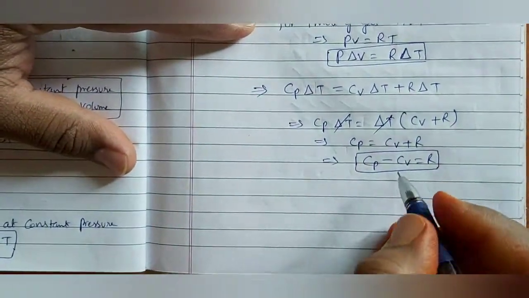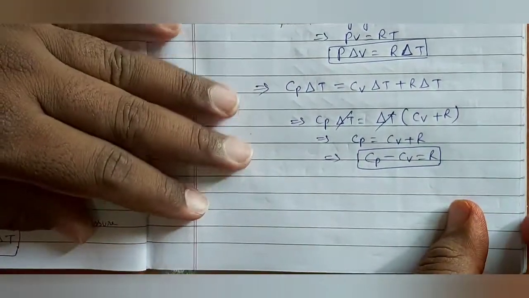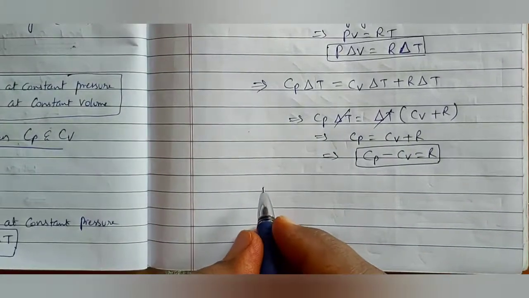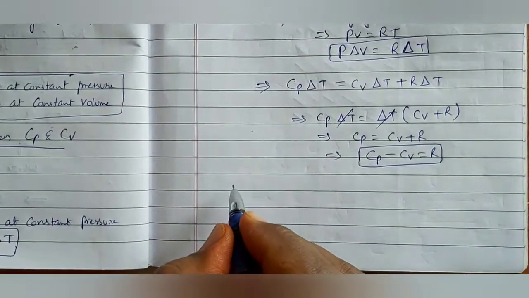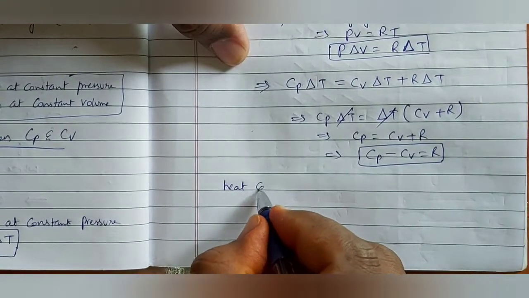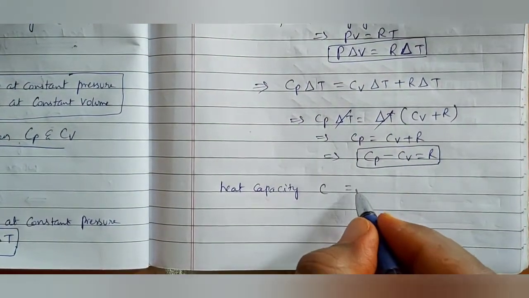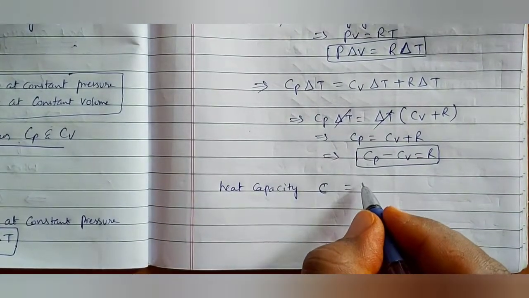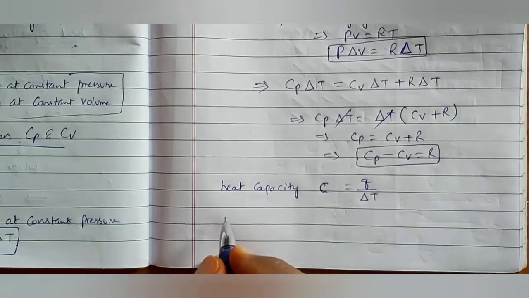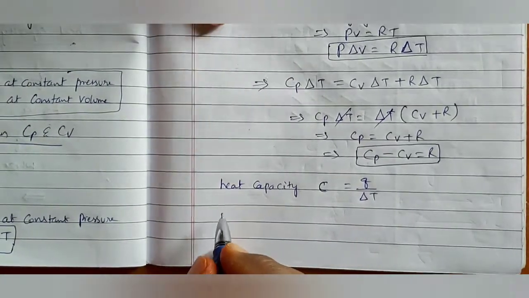So the final relation between Cp and Cv is Cp minus Cv is equal to R. Okay, now one more time, let us see the definitions. Heat capacity C is equal to Q by delta T.